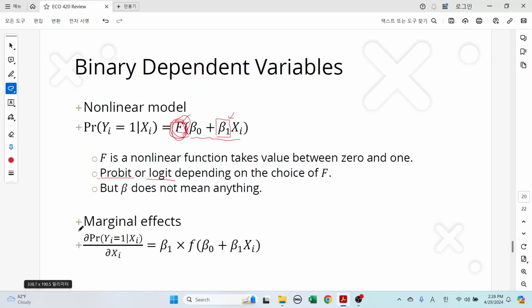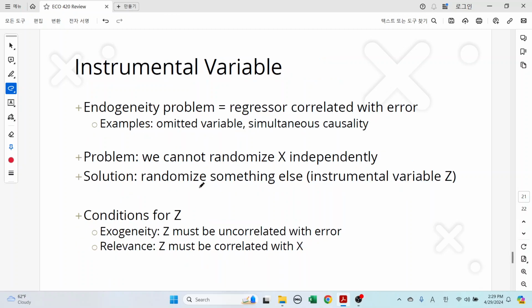So I recommend you calculate the marginal effect, which is the derivative. Because of this nonlinear function, its derivative remains after differentiation, so beta is multiplied by something else. Without this adjustment, beta means nothing. You have to be careful when you interpret this idea.